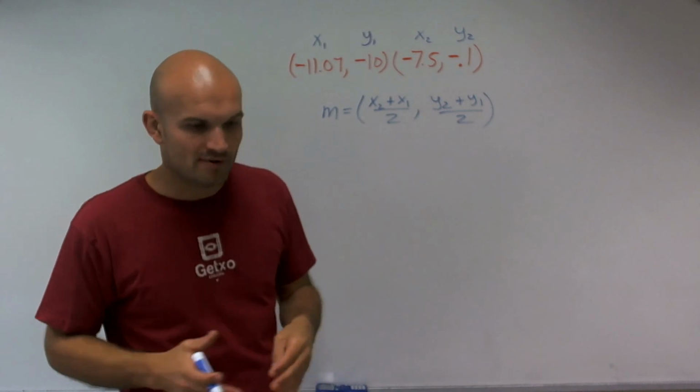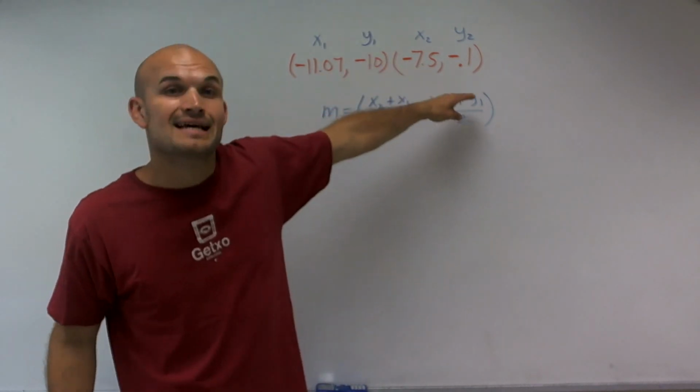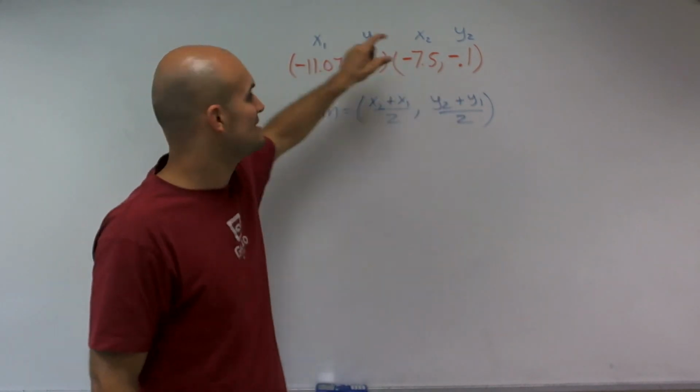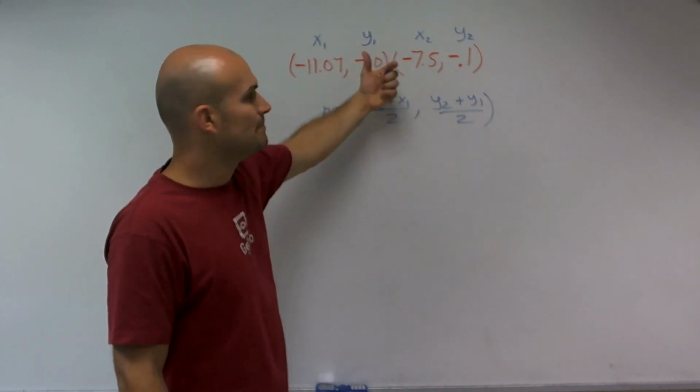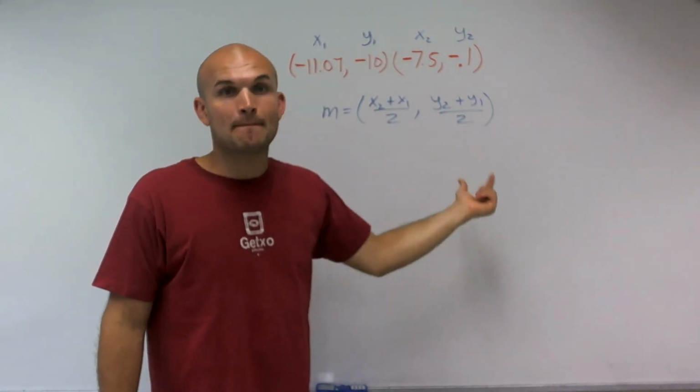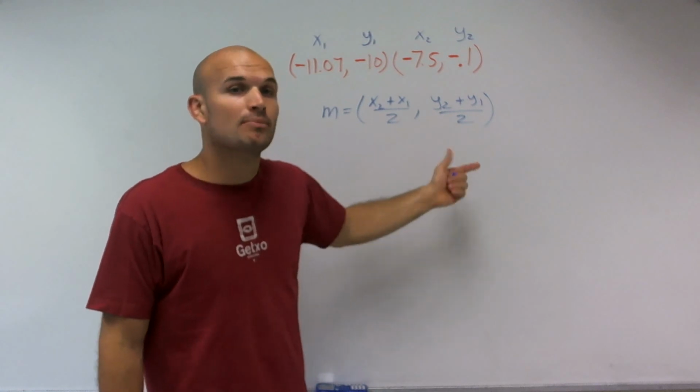We call that a midpoint because what we have here is a line segment. If we were to connect these two points, these would be the endpoints, and the point on that line in the middle of those two points is our midpoint.